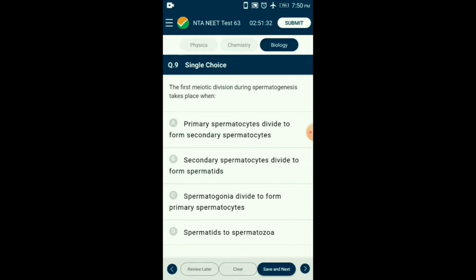So the answer for this question is option A. Primary spermatocytes divide to form secondary spermatocytes.